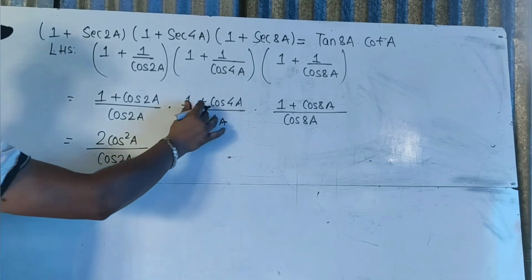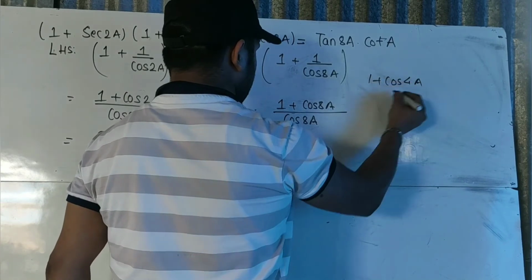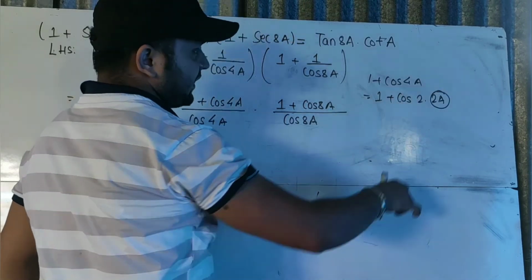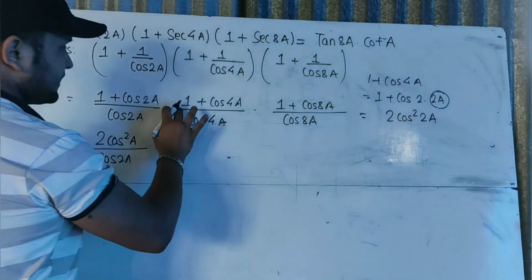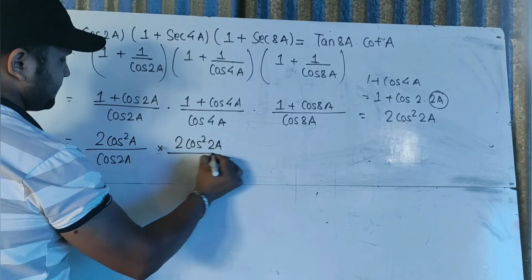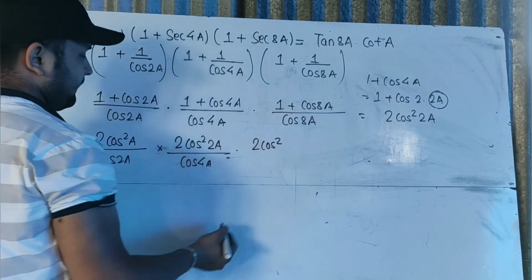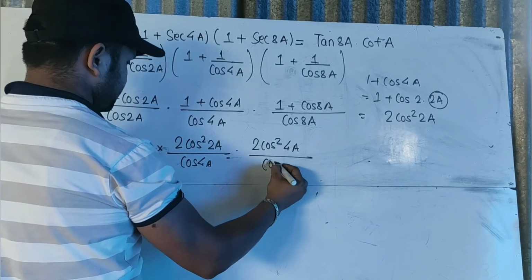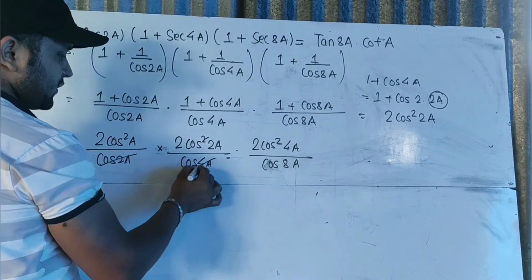This also changes to the same form, 1 plus cos 4a. 1 plus cos 4a is 1 plus cos 2 dot 2a. Now if you assume this to be a, then you have 1 plus cos 2a, and the formula 1 plus cos 2a is 2 cos square a. So in a similar way, 1 plus cos 4a will give you 2 cos square 2a by cos 4a into 2 cos square. Now 8a will change into 4a by cos 8a. Now cos 2a square cancels, cos 4a square cancels.